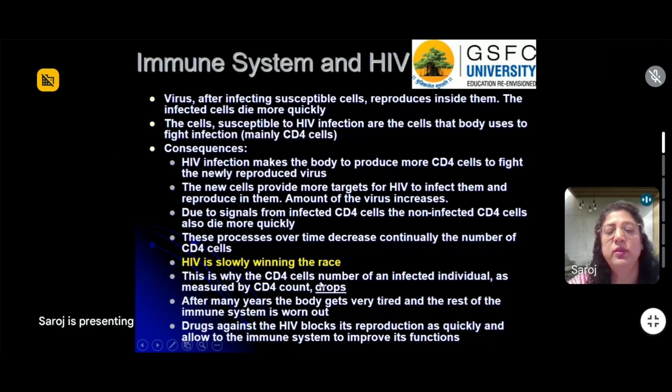And that is why we do the CD4 cell count of an infected individual. For patients who have HIV infection, we check the CD4 count because we know that over a period of time, the CD4 count is going to decrease. And of course, this infection is going to persist, because once you have HIV, it has taken over your body and is going to wear you out and completely destroy your immune system.